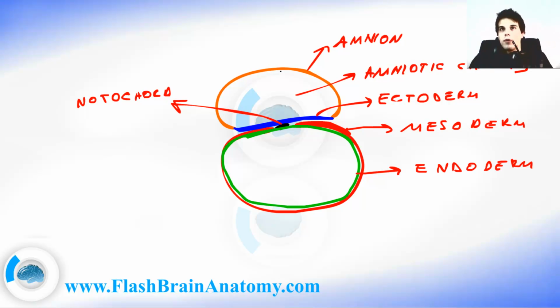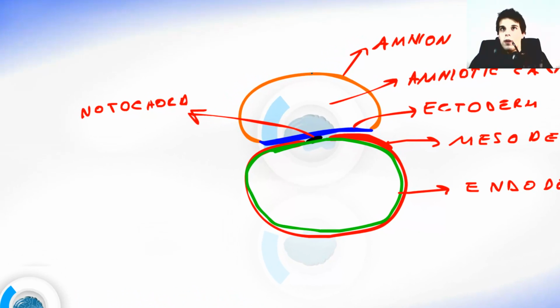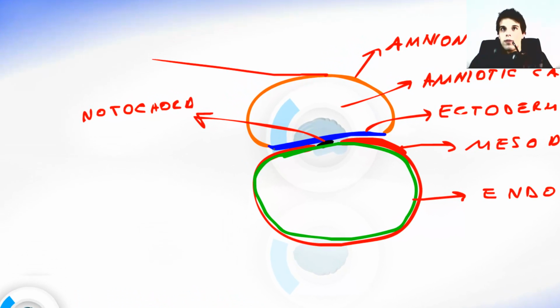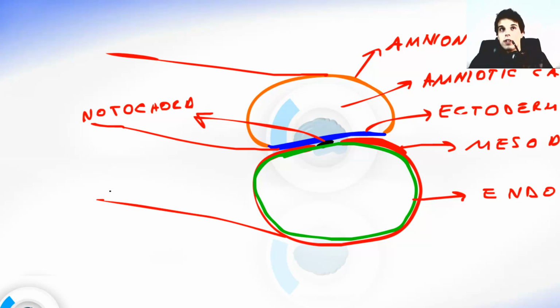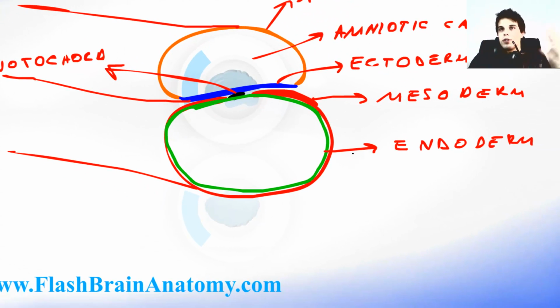Now you're probably wondering, what is all this? Well, it's the cross section of the embryo. If we look at it from the side, it will look something like this. Let's say this side over here would be the cranial side. Another side that we cut off would be the caudal side.